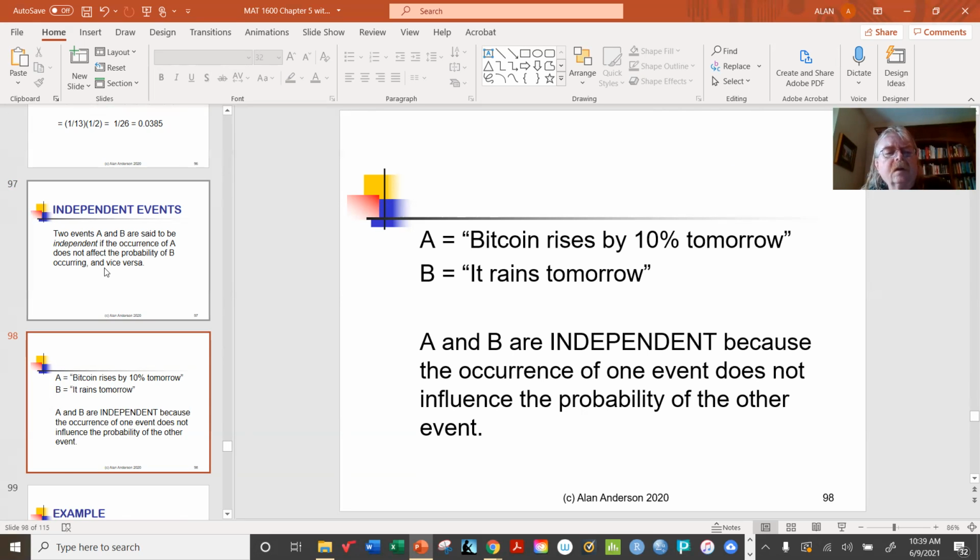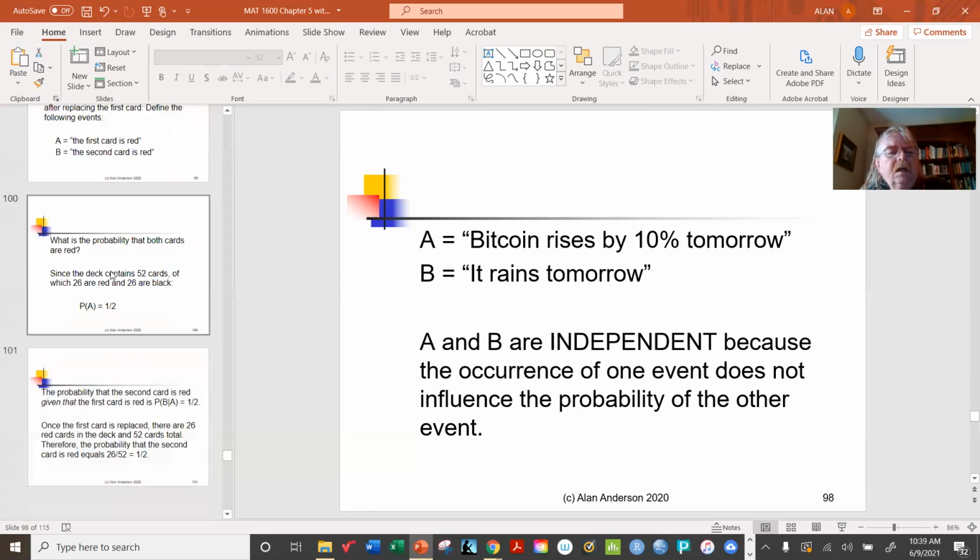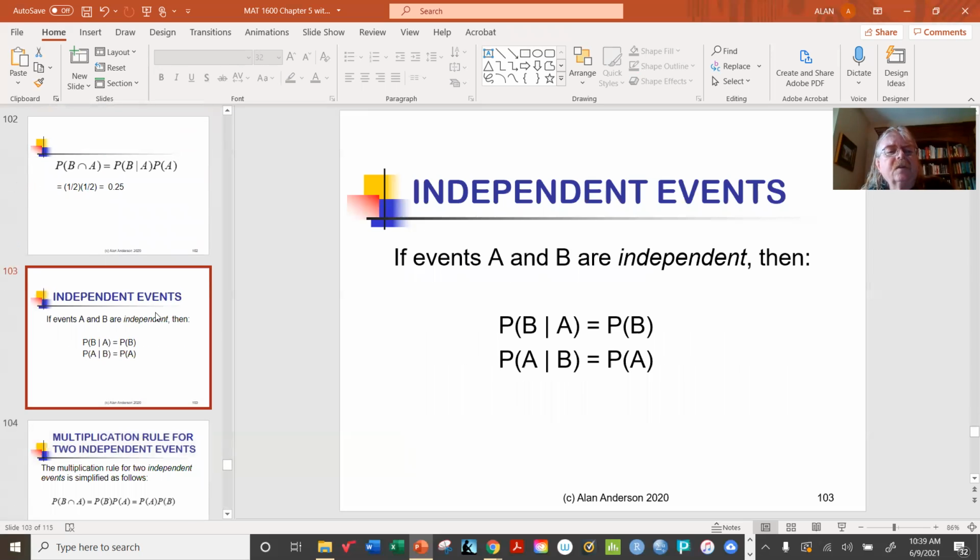Okay, so how does that work? Let me just jump ahead and show that to you right up front. This is what independence actually means. And by the way, I just want to mention that both of these conditions must be true. If not, then A and B are not independent. In other words, if only one is true or neither, then we do not have independence. Both of these things must be true.